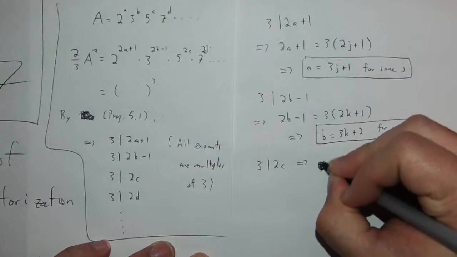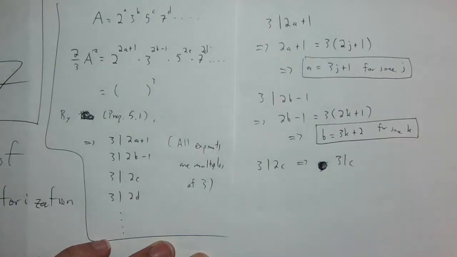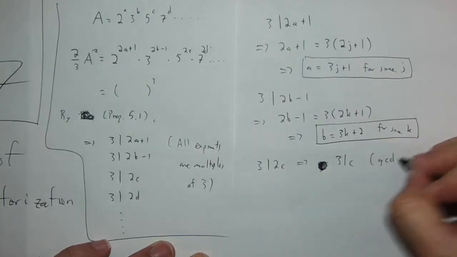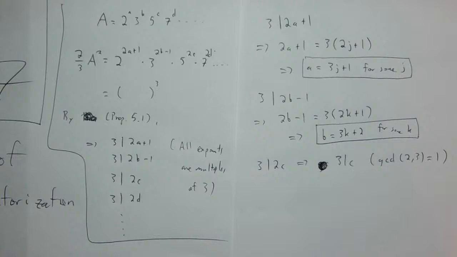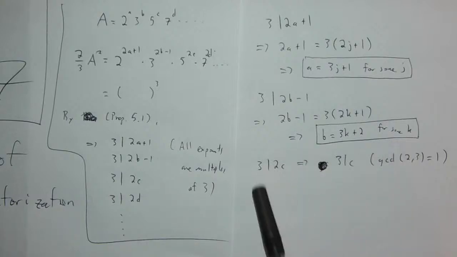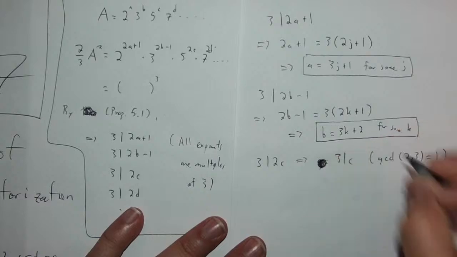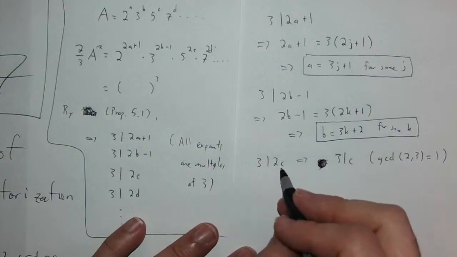So this means that 3 divides c, and the reason why it divides c is that the GCD of 2 and 3 is 1. So remember, if you have two relatively prime integers, then if that integer divides the other integer times another, it means that the thing it's relatively prime to doesn't contribute to its divisibility, so it has to divide the other thing. So this is one of those propositions we proved at the end of chapter 2. So c is actually a multiple of 3.